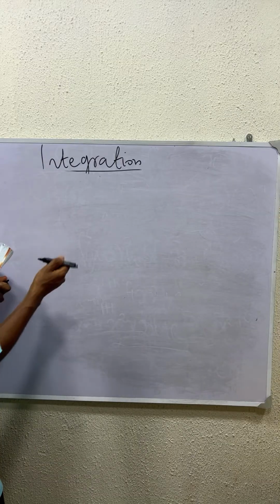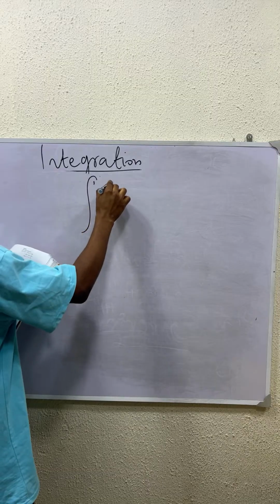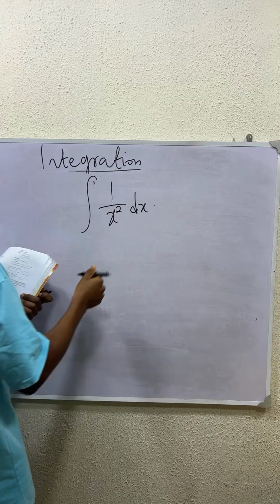Okay, guys, who can integrate this? I want you to evaluate 1 over x squared. Integrate it with respect to x.